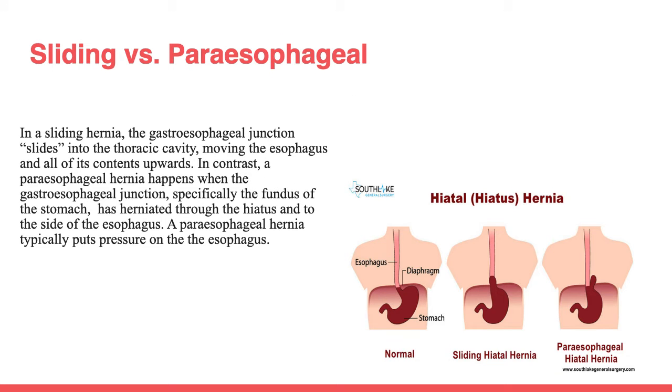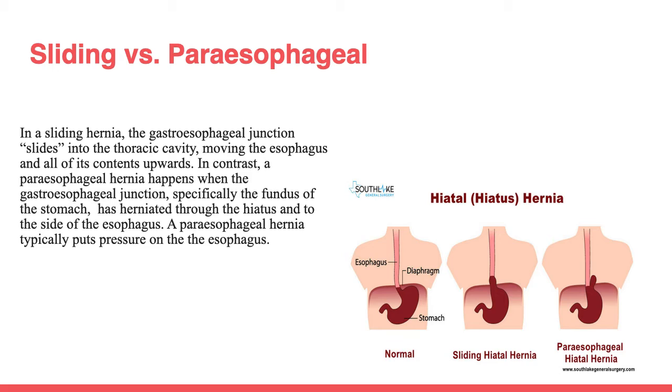So now I am going to talk about sliding versus paraesophageal, or sliding versus rolling. Kind of going to distinguish the difference between the two. So in a sliding hernia, the gastroesophageal junction slides into the thoracic cavity, moving the esophagus and all of its contents upwards. In contrast, a paraesophageal or rolling hernia happens when the gastroesophageal junction, specifically the fundus of the stomach, has herniated through the hiatus and to the side of the esophagus.